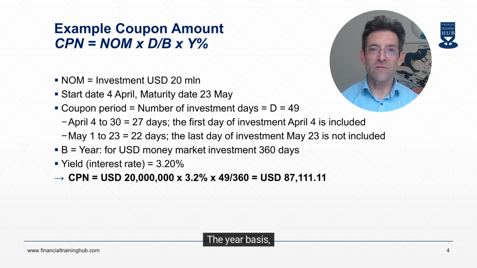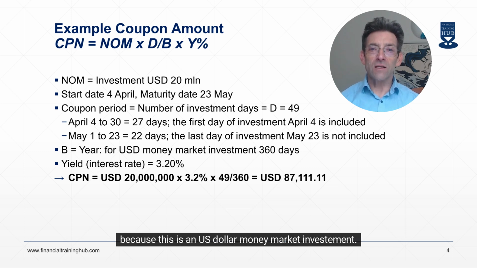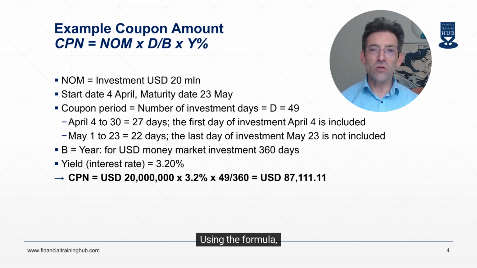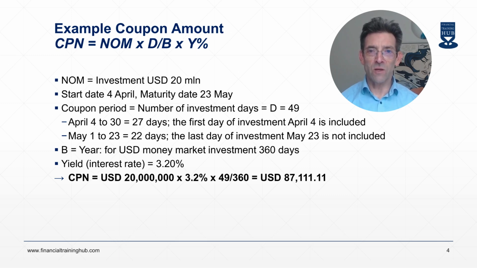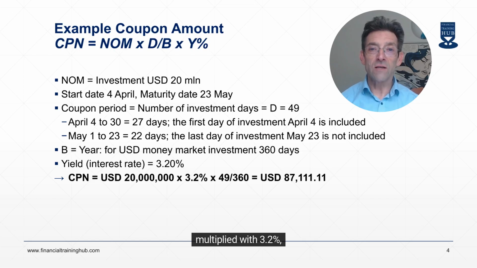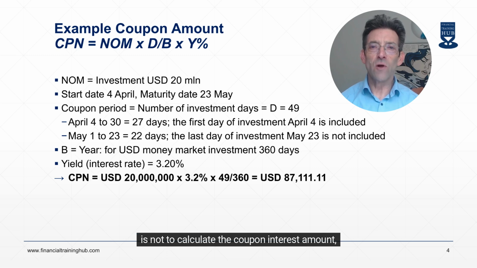The year basis, the B in the formula, is 360 days, because this is a US dollar money market investment. Using the formula, the coupon interest amount equals $20 million, multiplied by 3.2%, multiplied by 49 days divided by 360 days, resulting in $87,111.11. Another use of this formula is not to calculate the coupon interest amount, but to calculate a yield.